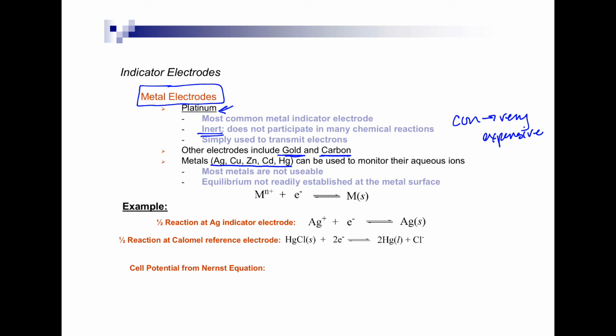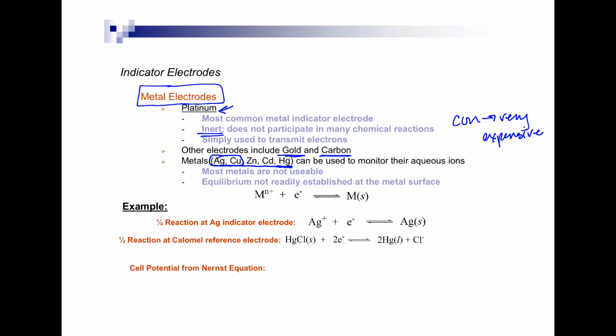Those are good. Of course, these two are more expensive than the other ones, and the mercury is a liquid, so that kind of causes some issues. You can't really have a solid mercury electrode. But all these metals are metals that aren't easily oxidized, and so that's how they're kind of chosen.